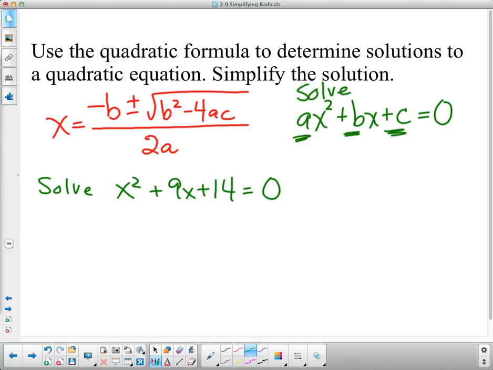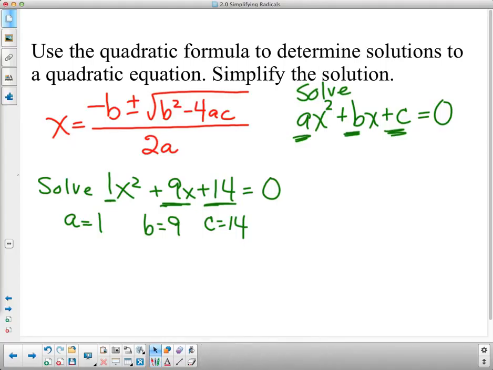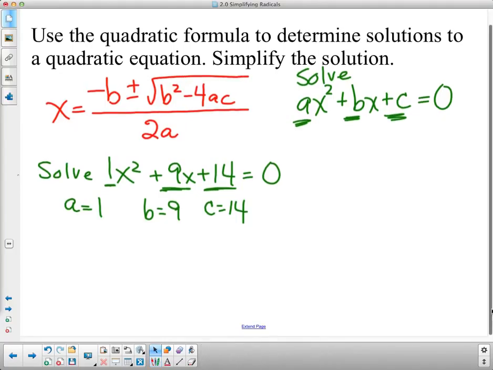So what is the value of a? What's the number part here? 1. So a is 1. On the x part, the b is 9. And the c is 14. Now if there was a subtraction in front of any of those, it would be like a negative 9 or negative 14. All right, now to get the solutions, we just need to plug into the quadratic formula and simplify.